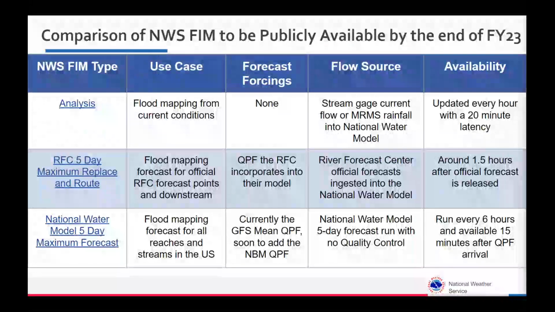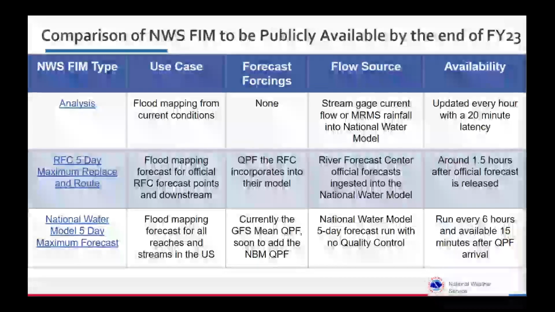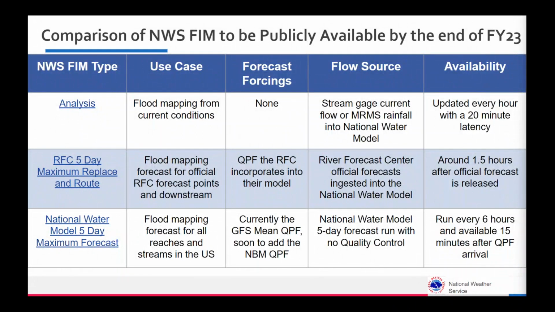So going off of that, I wanted to list here the 3 FIM types that will be publicly available by the National Weather Service. So these are those areas in the FIM 10%. These are the types of FIM that they will be providing to their public and partners by the end of this fiscal year. So they start with the analysis version, which is mapping from current conditions. It doesn't have any forcings brought into it. And it's updated pretty frequently.